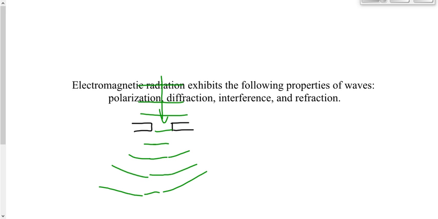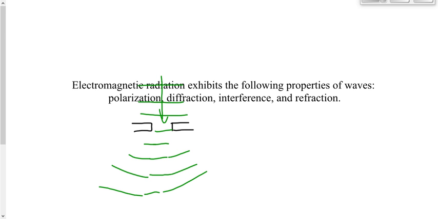Interference. You guys remember interference? You've got a crest meeting a crest, or a trough meeting a trough. You get constructive interference: a big crest or a big trough. But if a crest meets a trough, they cancel. That's destructive interference. It's a property of waves, but light or EMR exhibits that property. So light's got to be a wave.